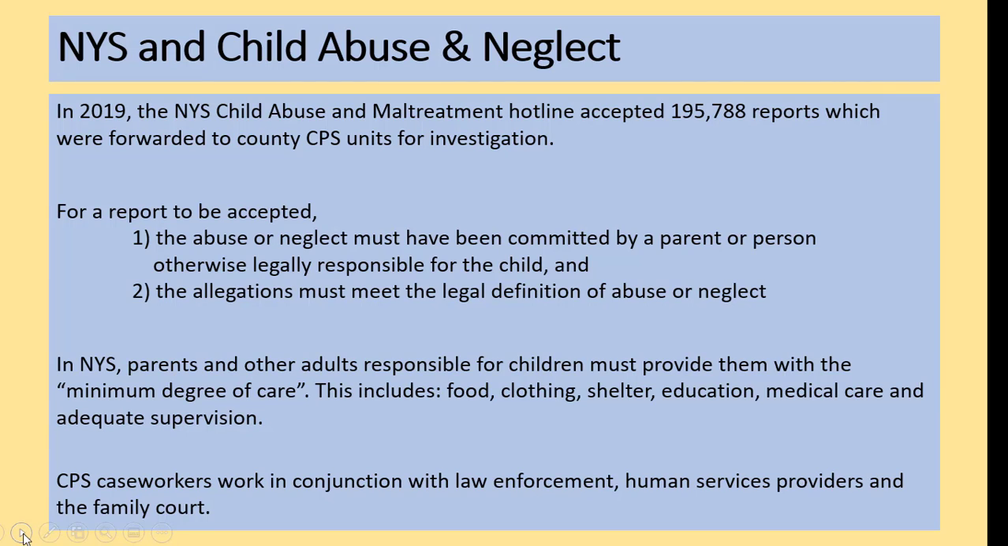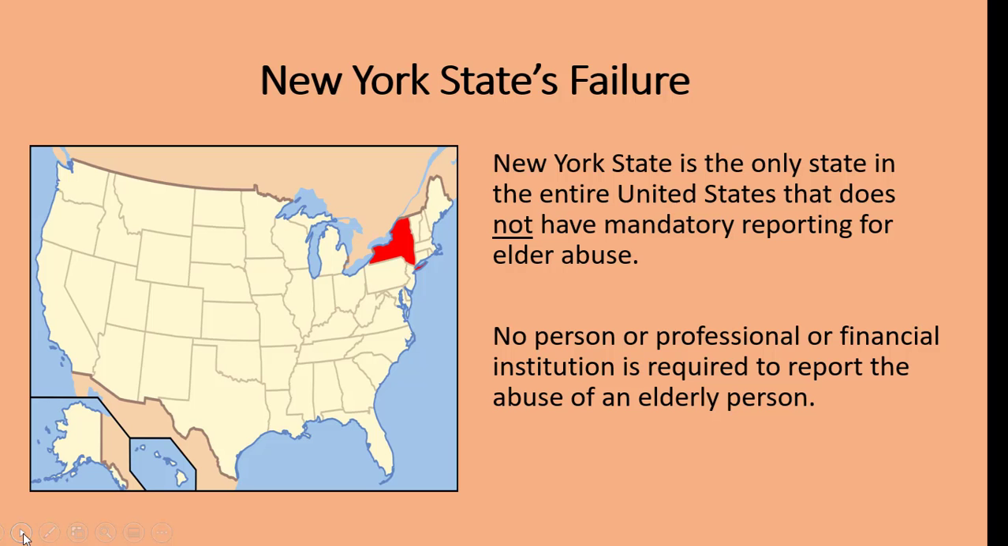After intimate partner violence, we talked briefly about child abuse and neglect in New York State. As you know, this is my area of expertise, so I would have loved to have taught this for you in person. There's a lot of cool exercises we could have done about this. In 2019, our statewide hotline accepted almost 200,000 reports of child abuse and neglect, which were then forwarded to county CPS units for investigation. In New York State, the standard of care for children is the minimum degree of care. That is actually what it says in the statute. It is a very low standard and simply requires parents and other people who are responsible for children to provide food, clothing, shelter, education, medical care, and adequate supervision.